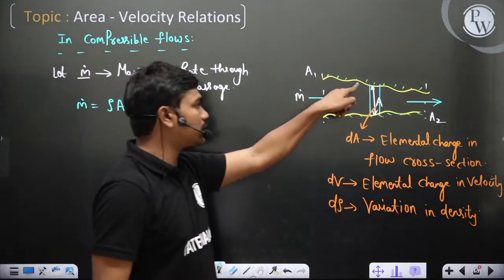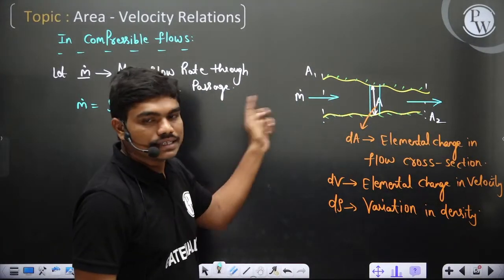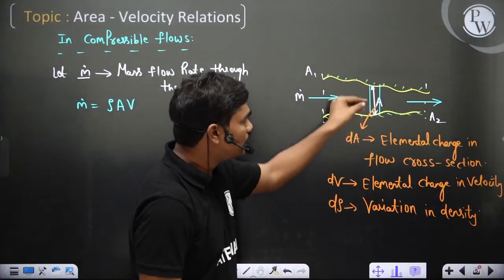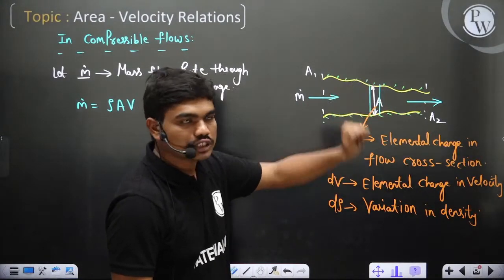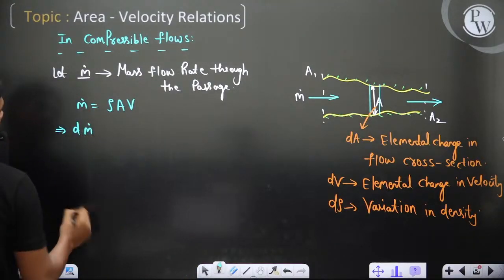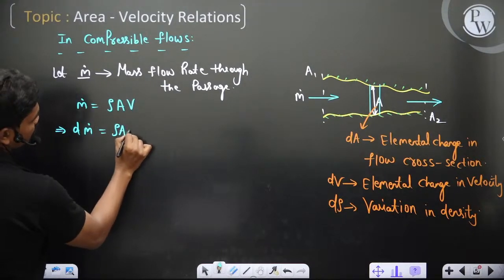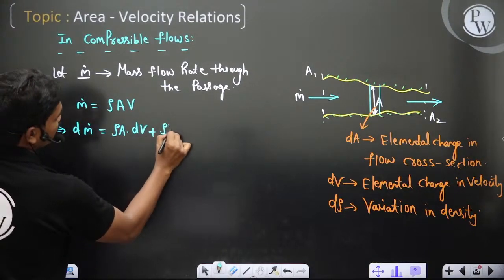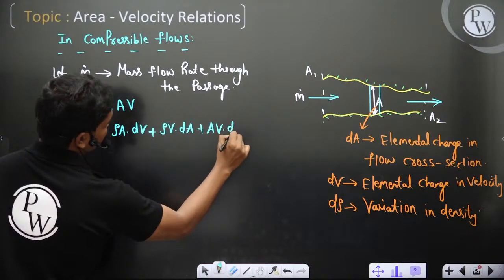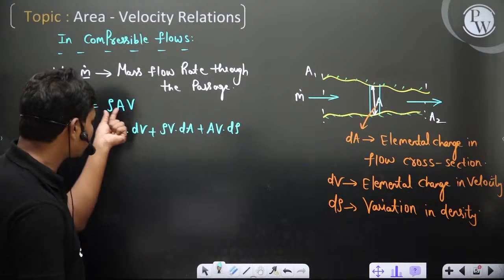Okay, so exactly at that location, if the velocity is V, area is A, and density is rho, then for a small change in x, a small length of the nozzle, A changes, V changes, and rho also changes. So if you differentiate this, the derivative of m dot, a product of three functions, is the first two times the derivative of the third, plus the first and last times the derivative of the second, plus the second and third times the derivative of the first. Okay, so this is the differentiation of a product of three functions.